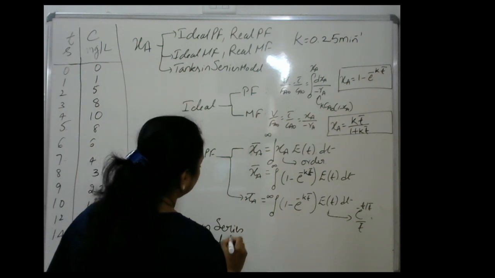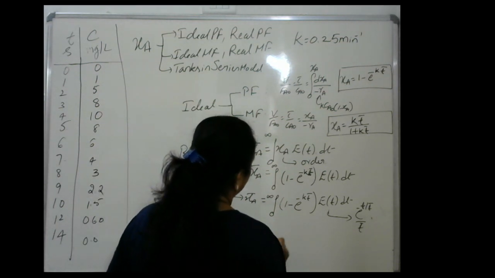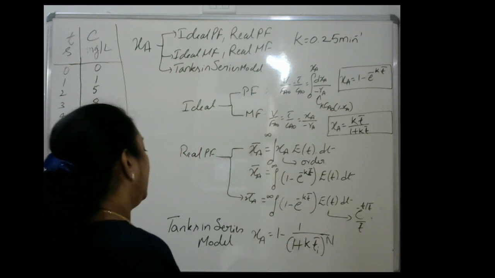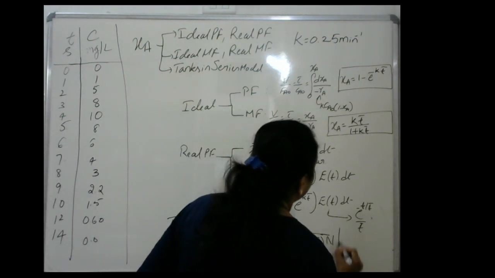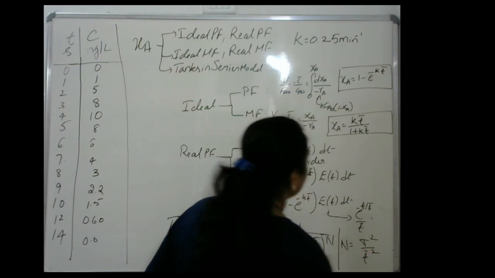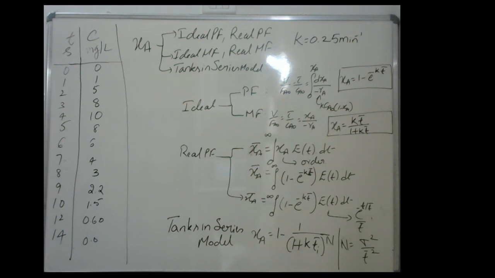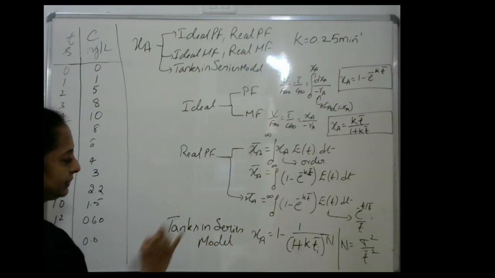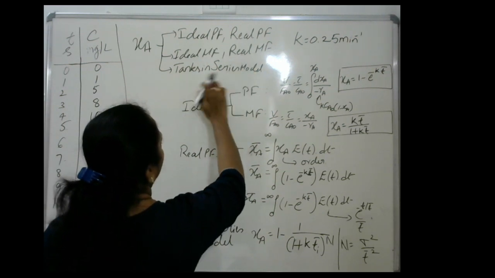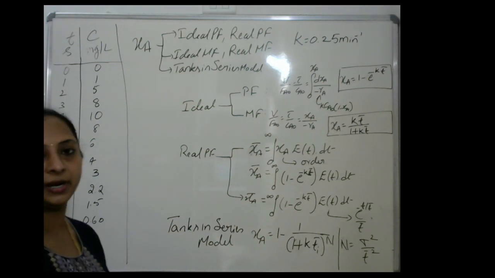For tanks in series model, XA is equal to 1 minus [1 by 1 plus K T bar by N] to the power of N. How do I get N? N is equal to T bar square by sigma square. Okay, so now we have a series of equations. All these cases are solved: ideal PF, real PF, ideal MF, real MF, tanks in series model. You have equations to find out all the values.